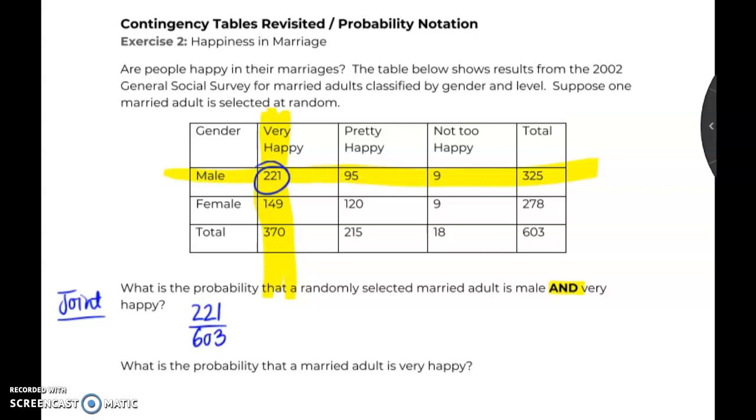So "and" probability always gets divided by the grand total. We can then write it as a decimal number, which is equal to 0.3665. Most of the time we round probabilities to 3 or 4 decimals. So let's keep that the same.